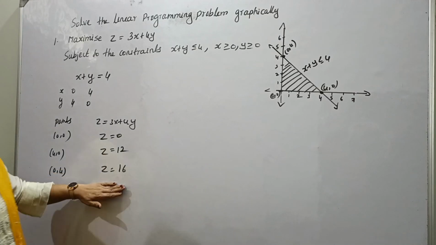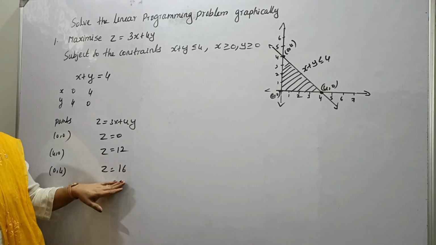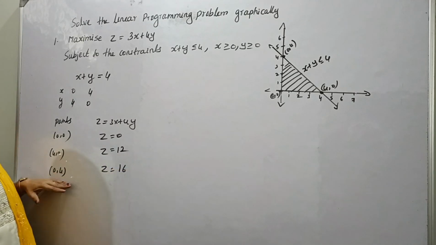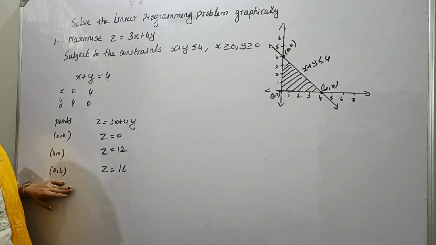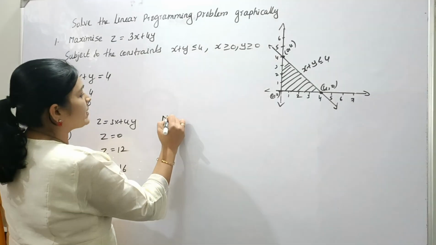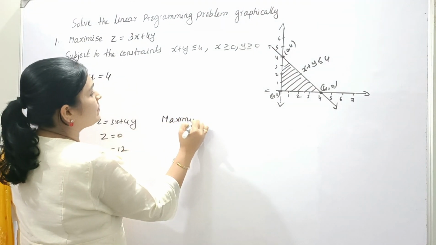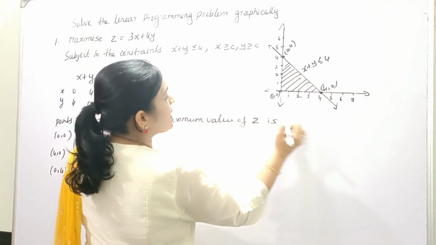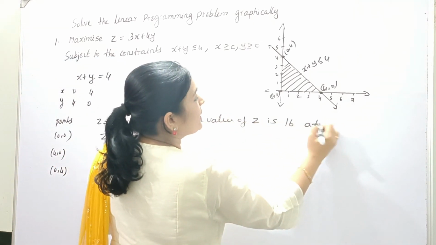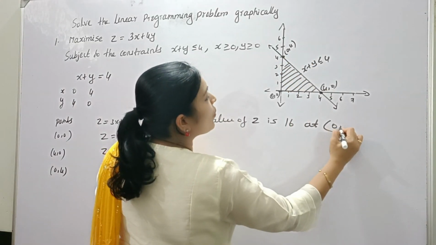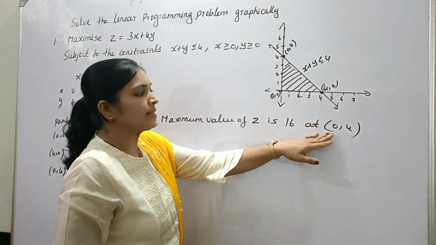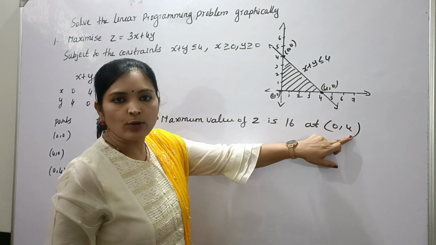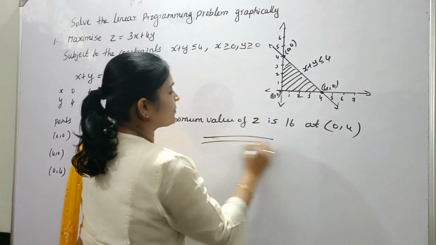See here, maximum value of z is 16 at which point? At 0, 4. So here we can write maximum value of z is 16 at 0, 4. That is when x is equal to 0, y is equal to 4. So it is the answer.